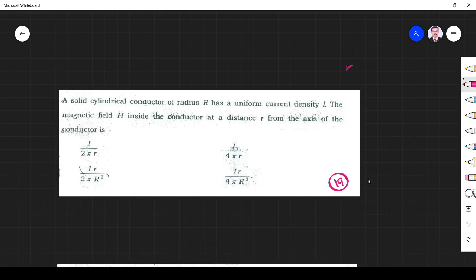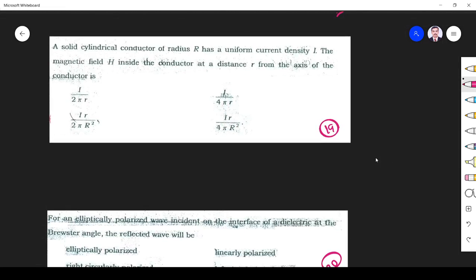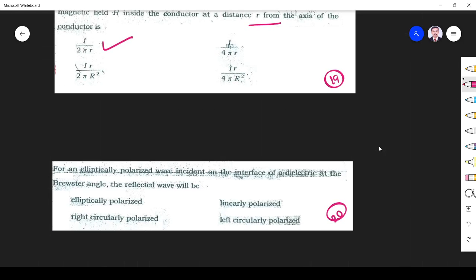Next question, I think it is 19. Okay. A solid cylindrical conductor of radius R has a uniform current density. The magnetic field inside a conductor at a distance r from the axis of the conductor is, direct question, I by 2 pi r, right? Oh, sorry, it is I r by 2 pi R square. So I r by 2 pi R square.